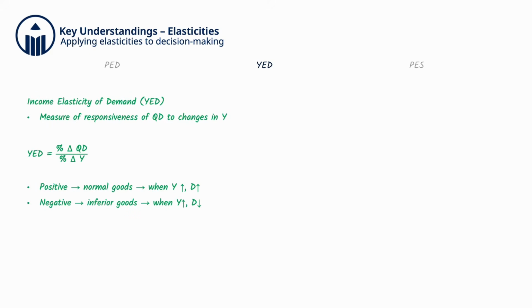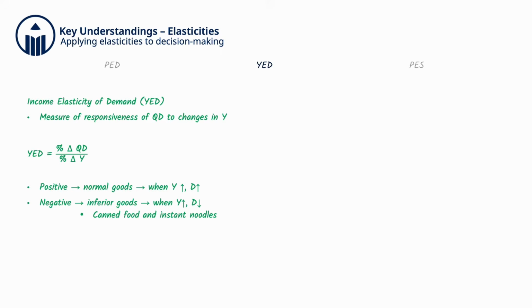YED is negative for inferior goods because income and demand move in the opposite direction. When income increases, demand decreases, and vice versa. An example of an inferior good is cheap groceries like canned food and instant noodles.